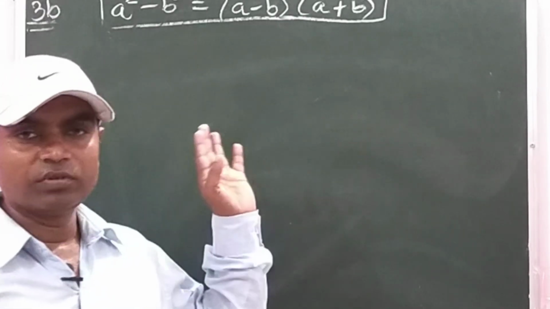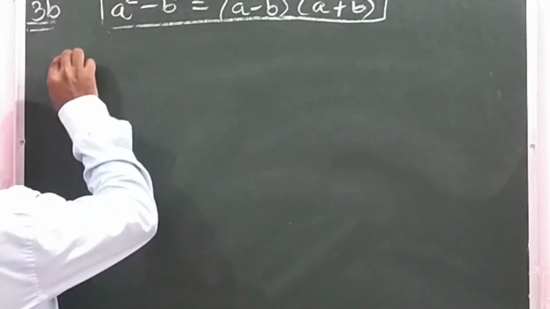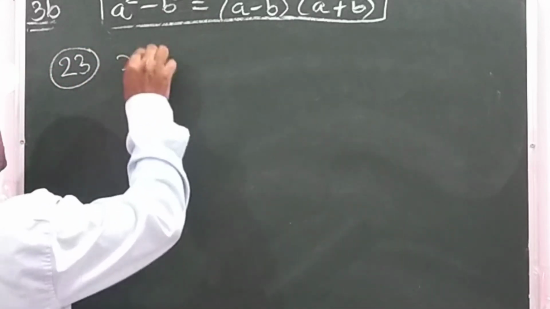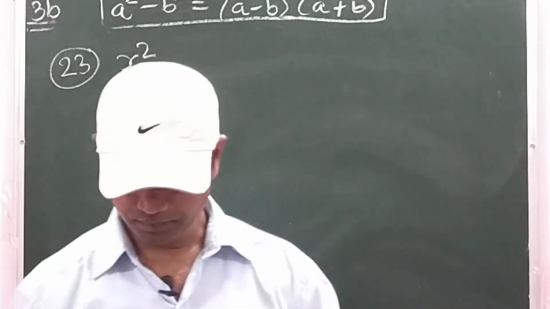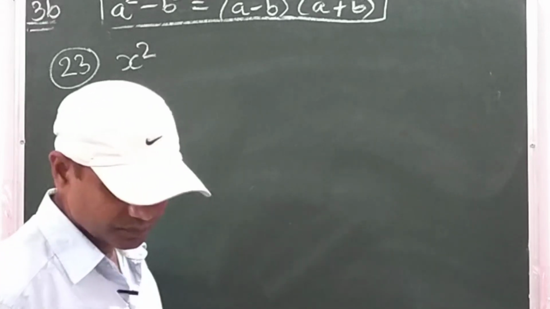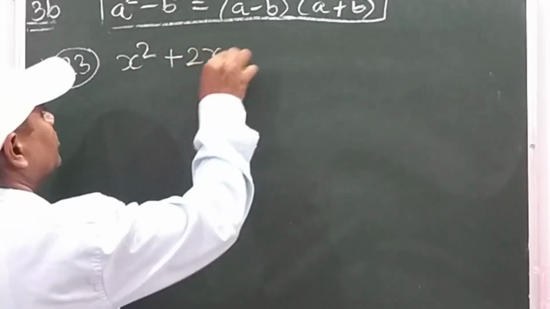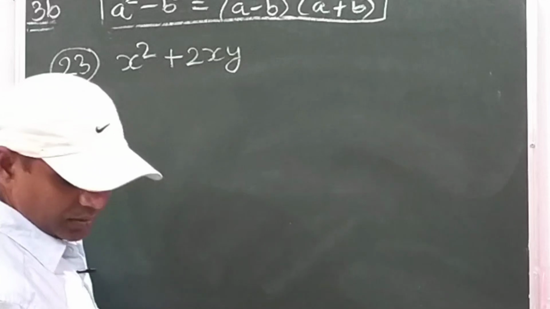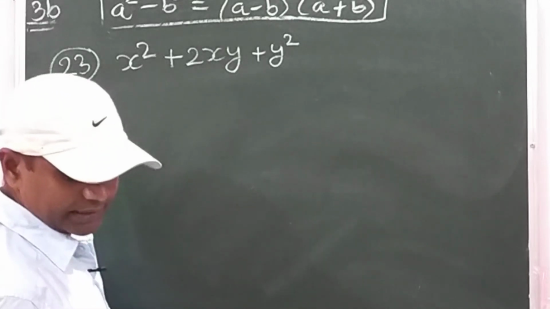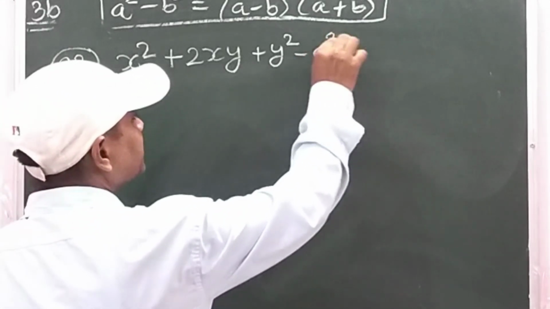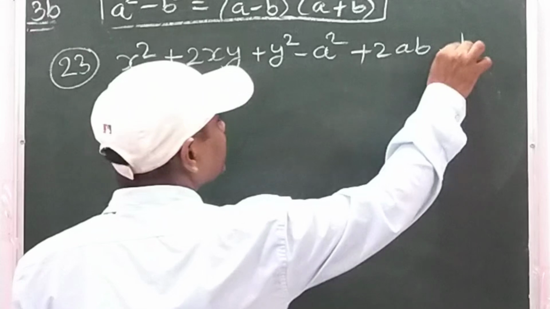So after question number 22, we will start question number 23. Question number 23 is x square plus 2xy plus y square minus a square plus 2ab minus b square.